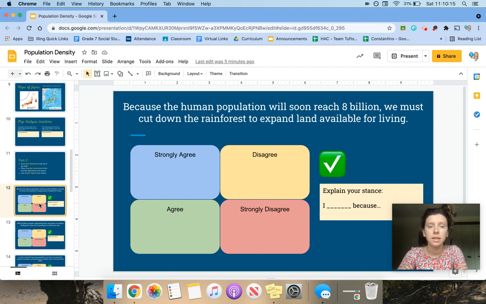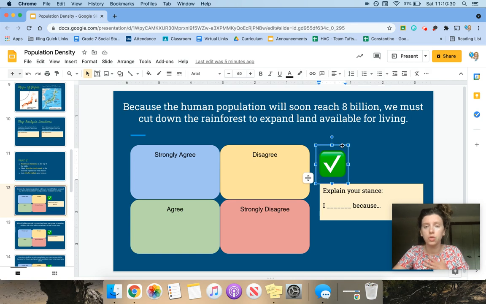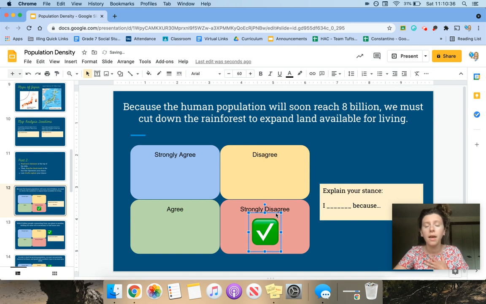So the statement says, because the human population will soon reach 8 billion people, so that's for the whole Earth, we must cut down the rainforest to expand land available for living. So I personally am going to drag the check over to strongly disagree because I personally strongly disagree with that statement. I think there are alternatives to cutting down the rainforest, such as building more apartment buildings where people can live. But you might agree with this. You might say, yeah, well, you know what? We need that land. So you're going to put the check where you think it should go.